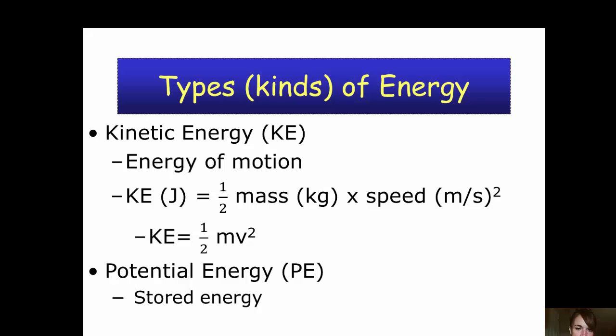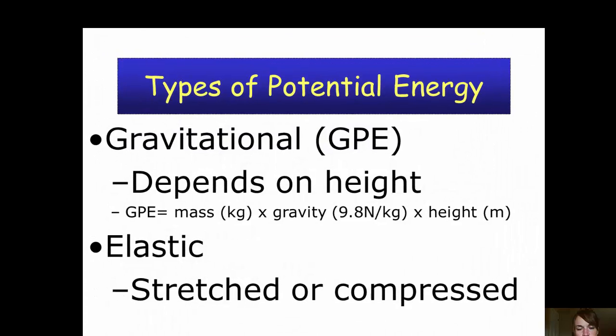Potential energy is stored energy. So it's the amount of energy something has stored up so it has the potential to do something. So it's not doing something yet, but it has that potential to because it has energy stored. We're going to talk about the main types of potential. There are two different types we'll talk about. The two types are gravitational potential energy and elastic potential energy.